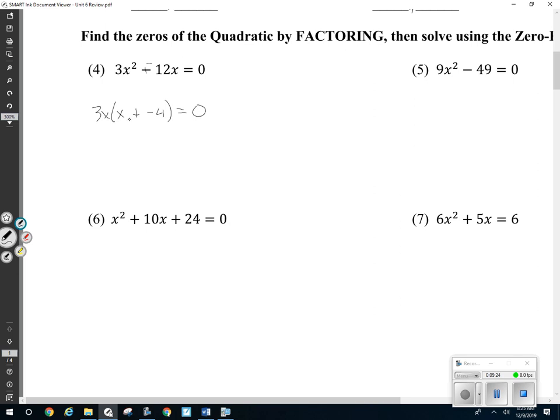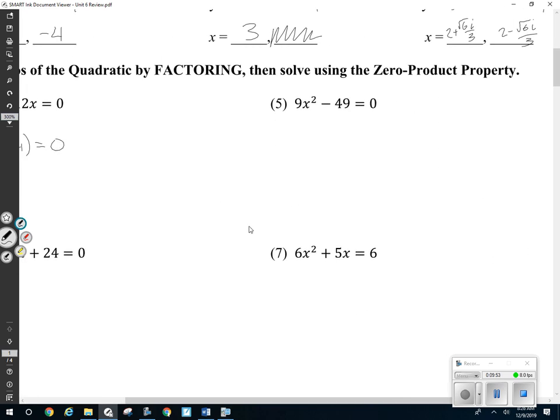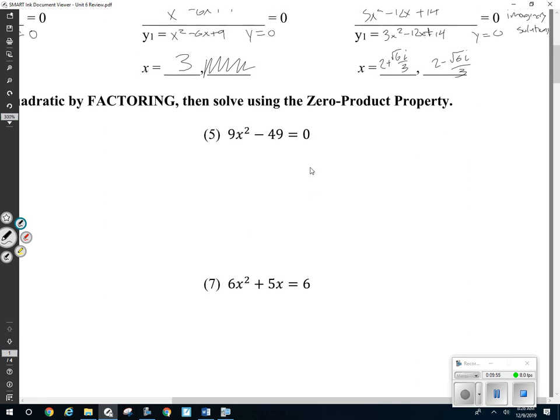Now we're going to use the zero product property that says which numbers will make this product equal to 0. Well, if this was 0, it would make the entire thing 0. And that makes sense. 3 times 0 minus 0 is 0. So 0 is a solution. The other one is 4. 4 squared is 16. 16 times 3 minus 12 times 4 would equal 0. So that gave us 0. This is how I would solve by factoring.